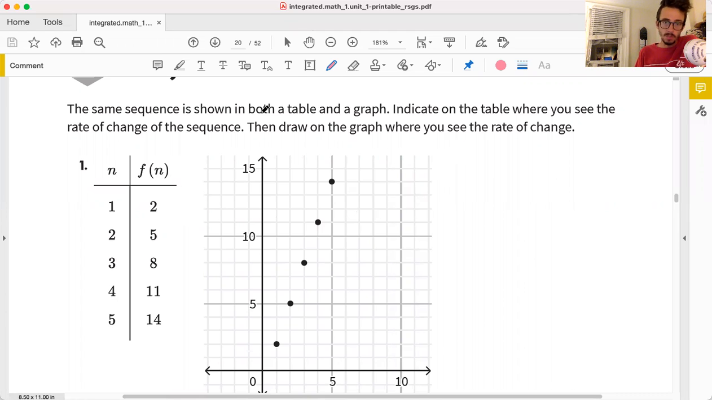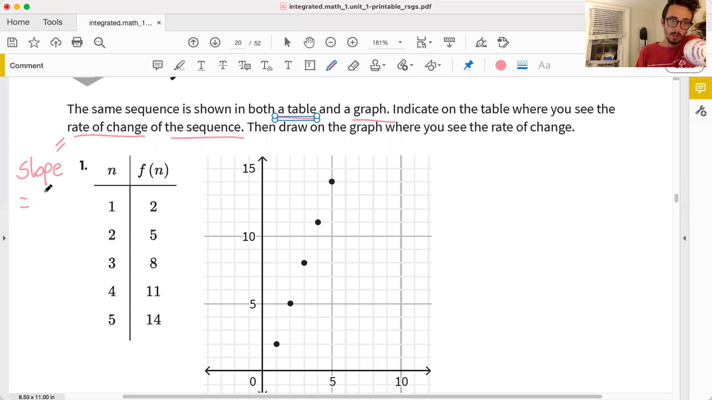The same sequence is shown in both a table and in a graph. So that's nice, we don't have to create anything necessarily. However, on the table, we have to show where the rate of change is in the sequence, then draw on the graph where we see the rate of change.